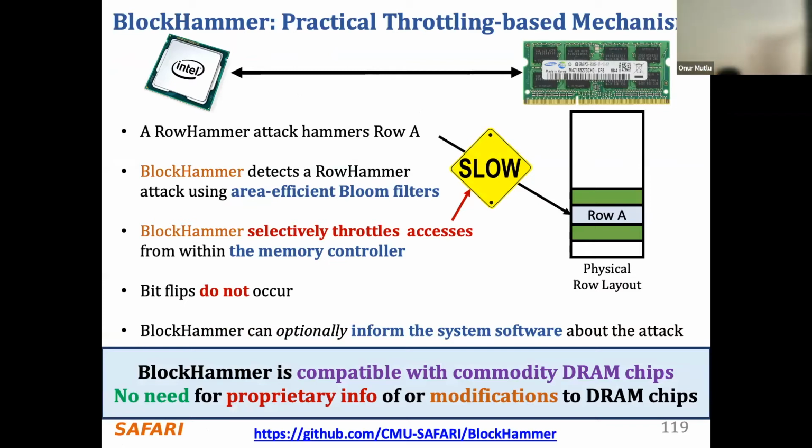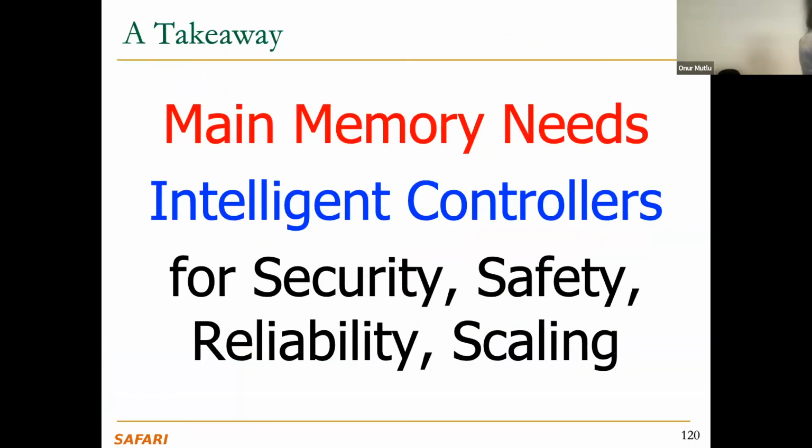Essentially, we use area-efficient Bloom filters in the memory controller to detect potential aggressor rows, and we selectively throttle accesses to those rows, such that bitflips do not occur. You can prove the security properties of this, and one of the benefits of this sort of detection is you can optionally inform the system software about the attack also. So this works if your RowHammer threshold goes down to 1,000, meaning 1,000 activations can cause a bitflip. But if it goes below, which is the regime we're going towards today, the solution actually has higher overheads. So this is another example of an intelligent memory controller, I believe, that we need to be building.